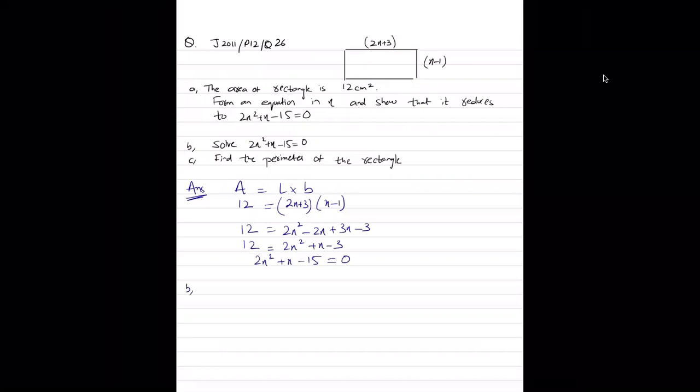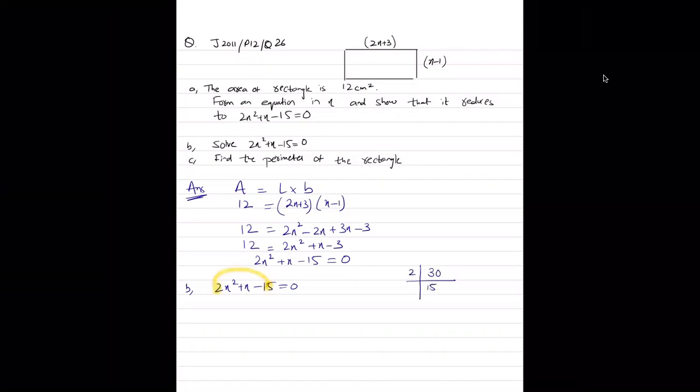The second part says solve this equation, 2x squared plus x minus 15 equals 0. This is a quadratic equation and you can solve a quadratic equation using factorization, quadratic formula, or completing the square. If nothing is mentioned, it's your call. By looking at the equation, it looks simple, so you can just take out the prime factors of 30. I'm going for the factorization process.